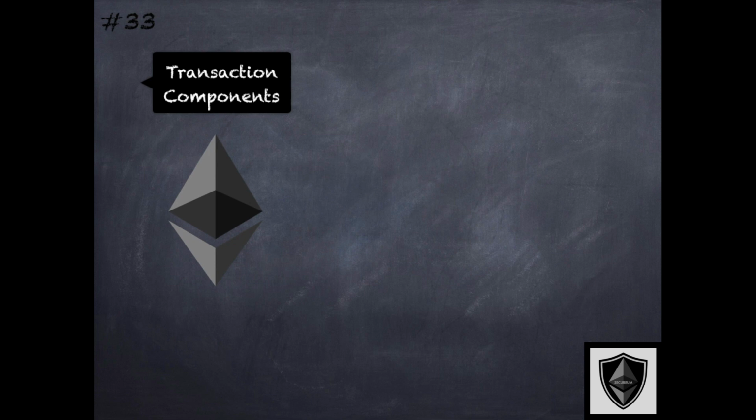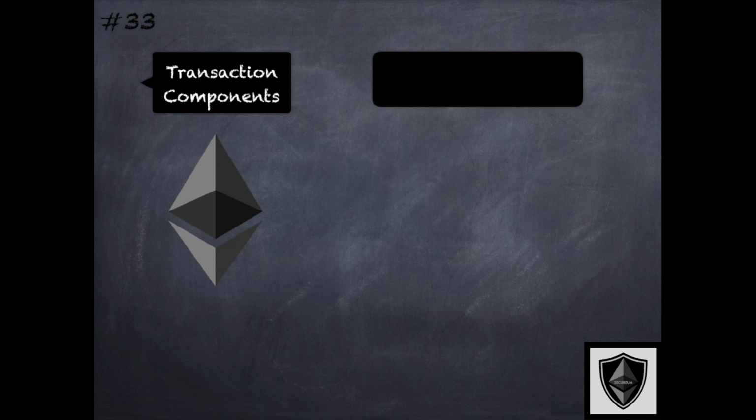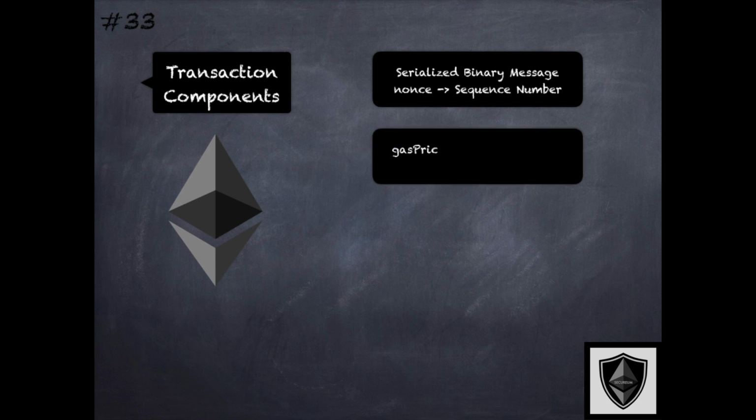Now let's take a look at what are the components of such transactions. Transactions are serialized binary messages, the format of which is really specific to the Ethereum network. They contain 7 components. The first one of that is a nonce. Nonce is nothing but a sequence number issued by the EOA, and it's used to prevent message replays. Replaying the same transaction over and over again is prevented because the sequence number changes as part of the protocol for every such transaction.